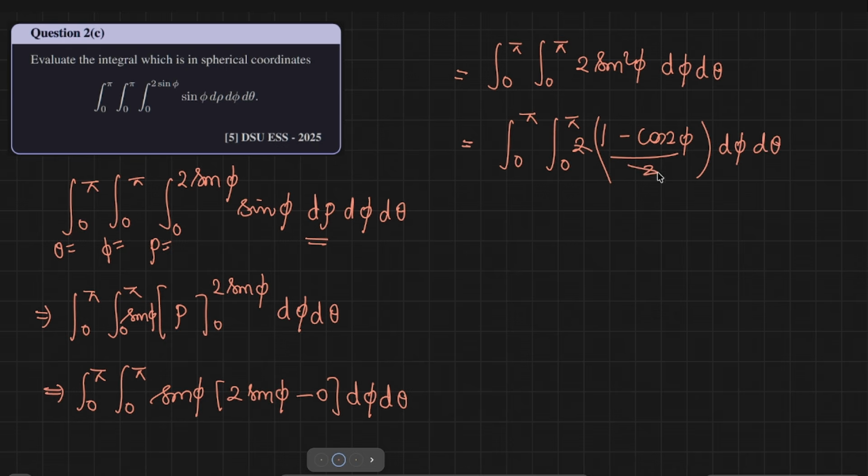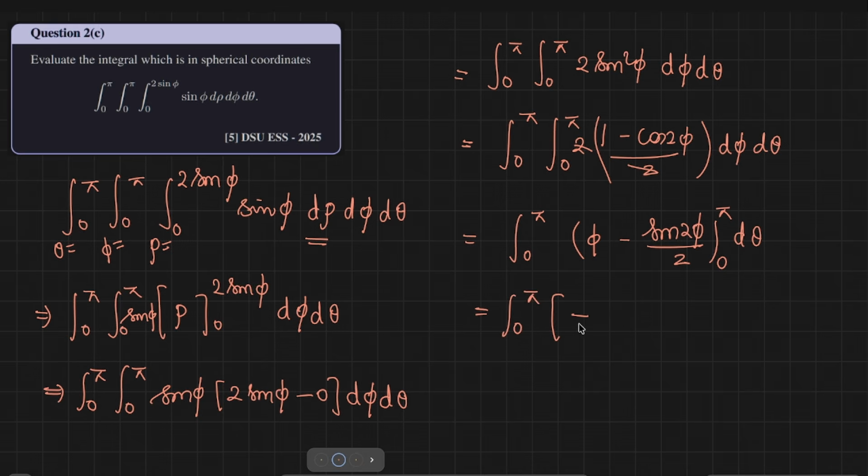From here this 2 and 2 get cancelled, so this will be 0 to pi, 0 to pi. You take the integration with respect to phi. It will be phi minus sine 2 phi divided by 2, because the integration of cos 2 phi is sine 2 phi by 2, and then theta. The limit is from 0 to pi. When you put the limit, pi minus sine pi is 0.